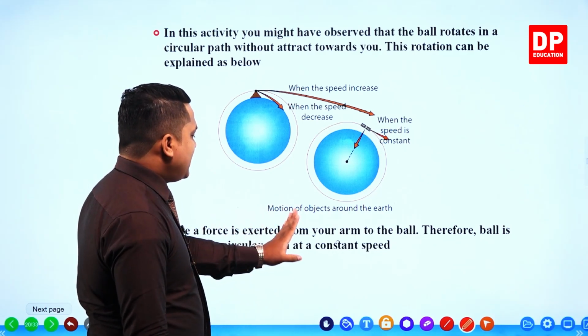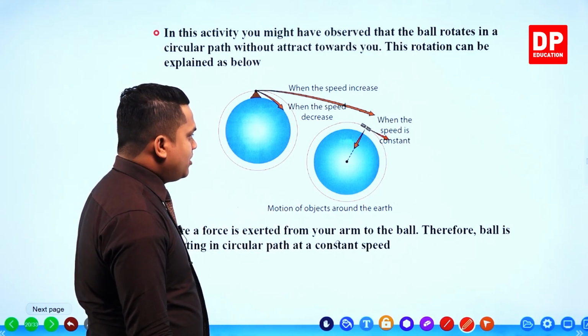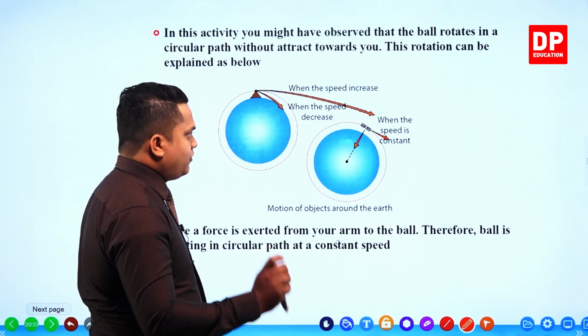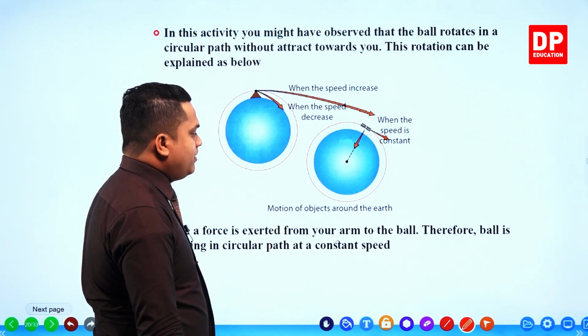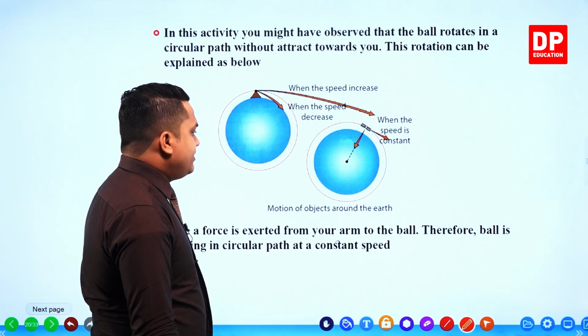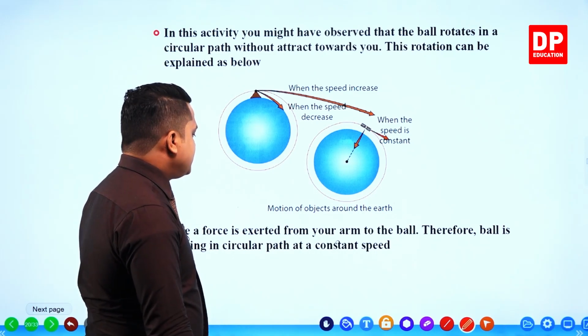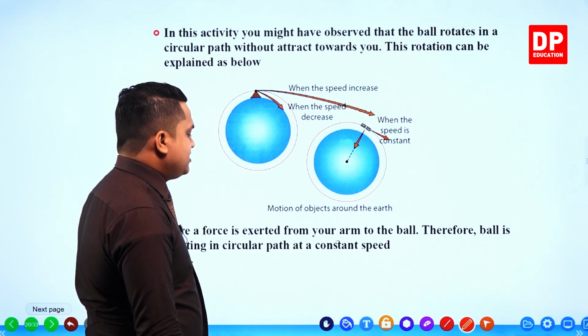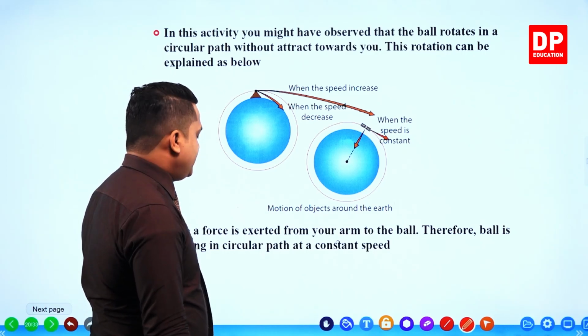Here a force is exerted from your arm to the ball. Now we are exerting a certain force onto the ball by our arm. Therefore, the ball is rotated in a circular path at a constant speed. We know that, right?